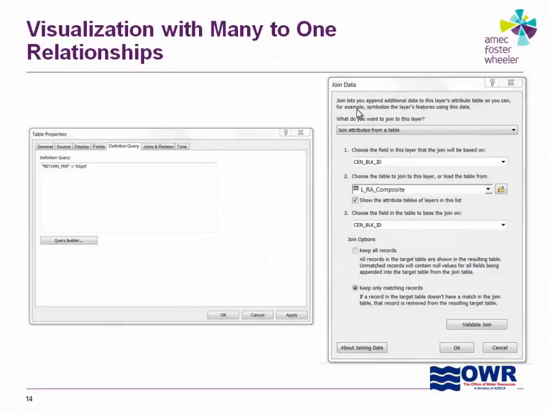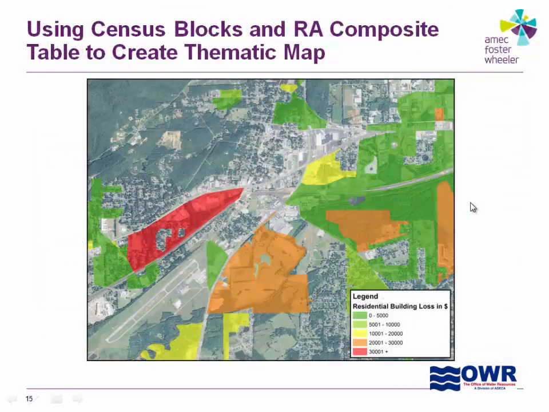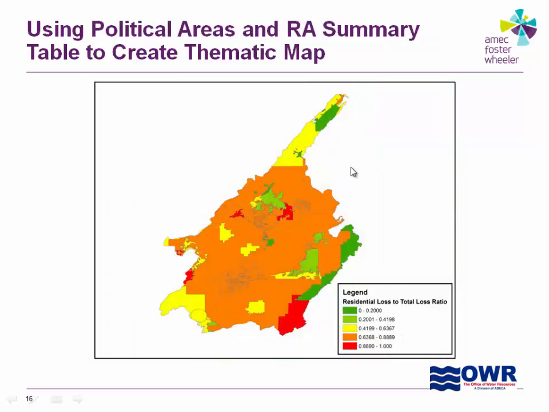There's a slide explaining the visualization with mean to 1. Here's an example of the census blocks being used in composite for thematic mapping. And once again, like we do with political areas, you could normalize the census blocks as well and have business disruption per total losses, residential per total losses, things of that nature. Here's an example of a normalization one with the political areas.